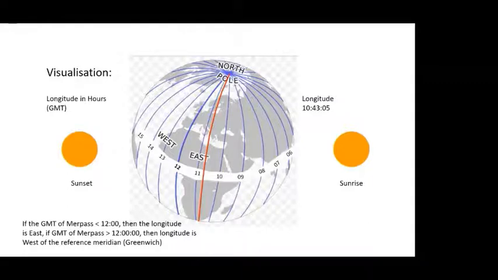We can do the same by looking at the longitude as measured in degrees and minutes of arc. Longitude 19 degrees, 13 minutes, 48 seconds. Once again, the red meridian is that of our longitude. Once again, if the GMT of meridian pass is more than 12 hours, it's to the west, and the other way around, it's to the east.